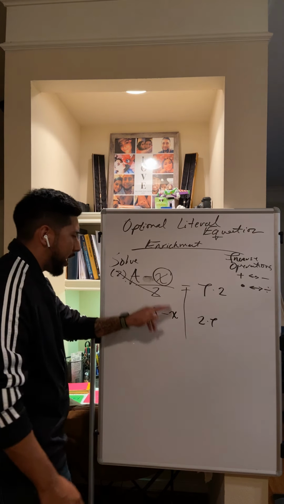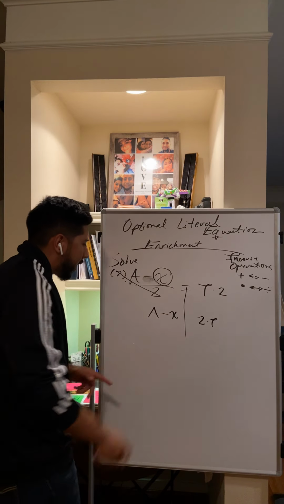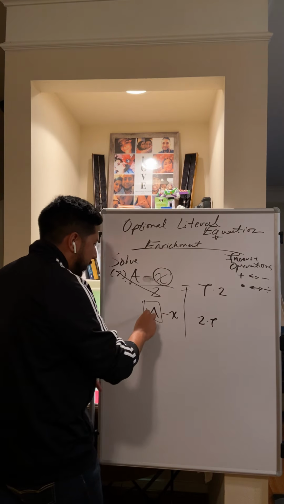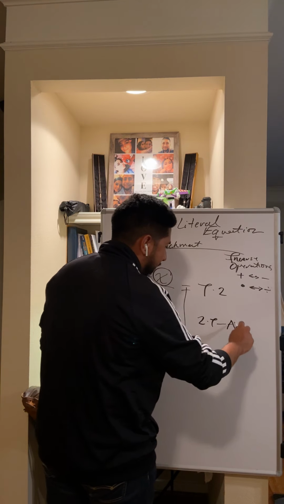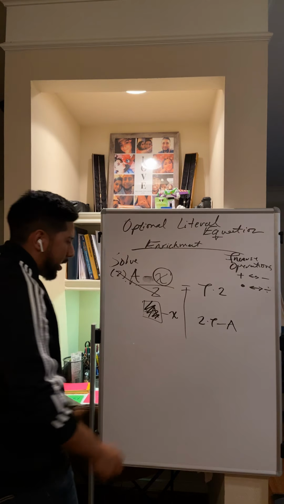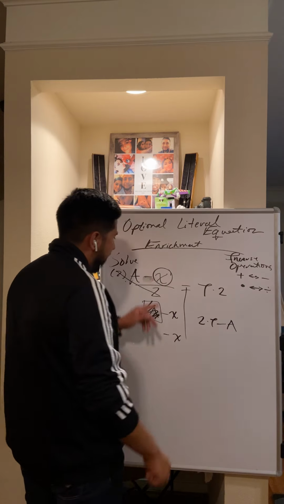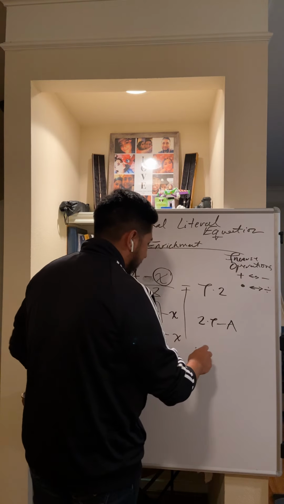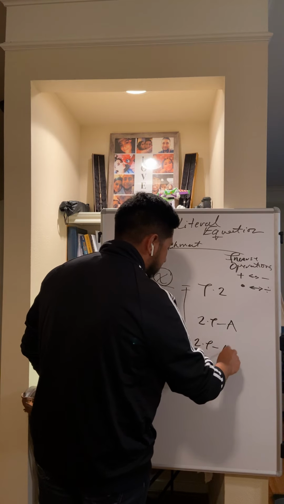Next, I still need the x by itself. How do I get rid of this a? We got to move it over right here. It's a positive. Moving it over turns into a minus or negative. Cross it out. We're not done yet. I have a negative x. I do not want a negative x. I just want a regular x by itself. 2T minus a.